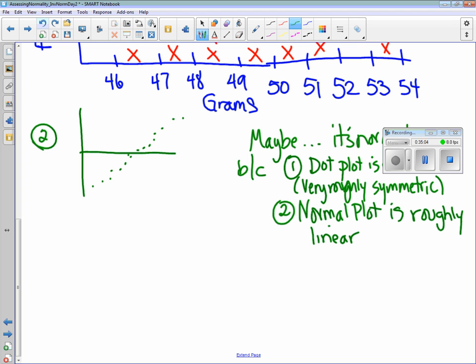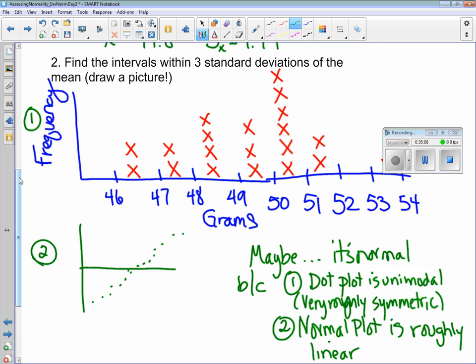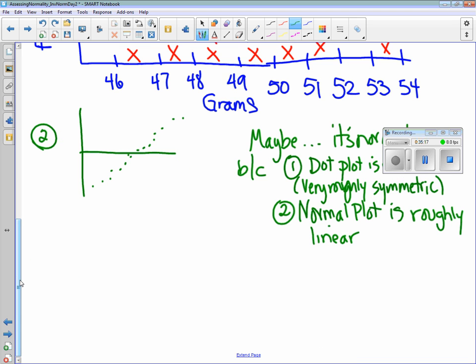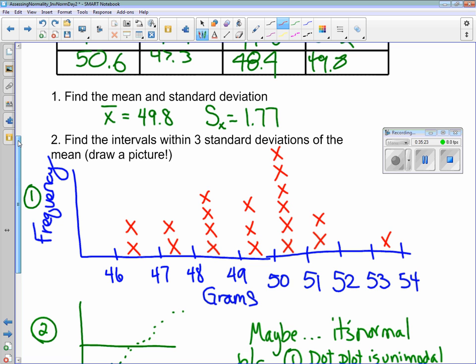So for a complete answer, what you'll need to do is graph both plots and address them in a summary sentence, okay? Now, the third step is the key here to really getting the correct answer. So step 3. I've kind of guided you a little bit here. It says find the intervals within 3 standard deviations of the mean. We're going to draw a picture, okay?